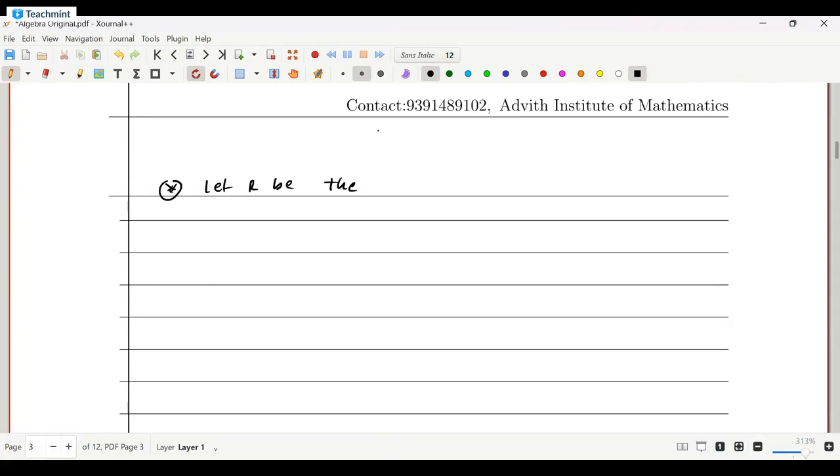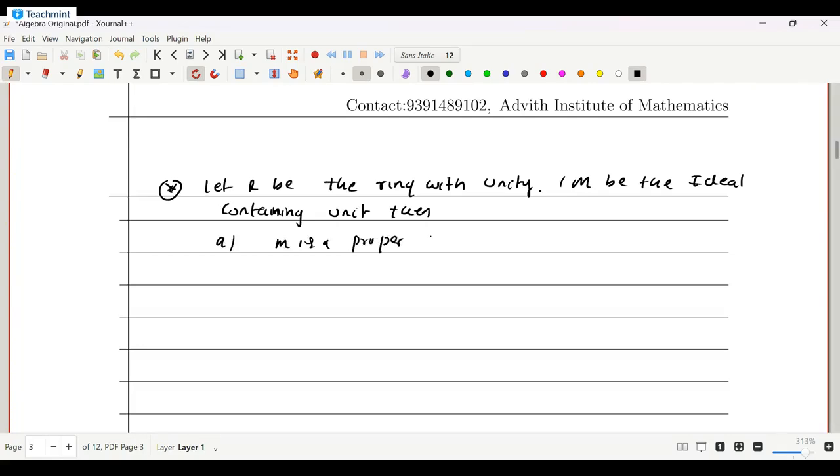Let R be a ring with unity and M be the ideal containing unity. Then option A, M is a proper ideal. Previous question. Option B, M is equal to R. Option C, R by M is a field, and option D, M is trivial, that is singleton 0. Option B, sir.